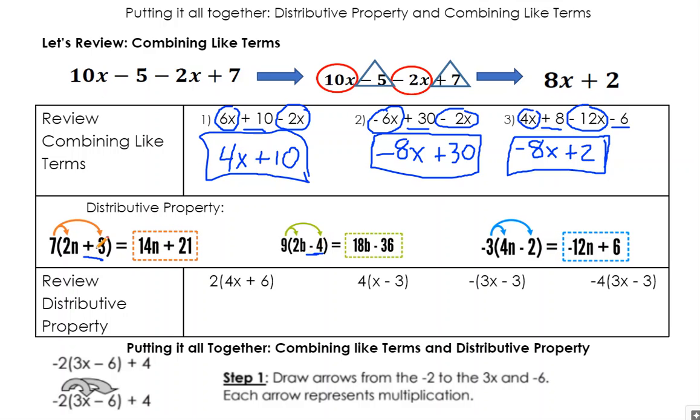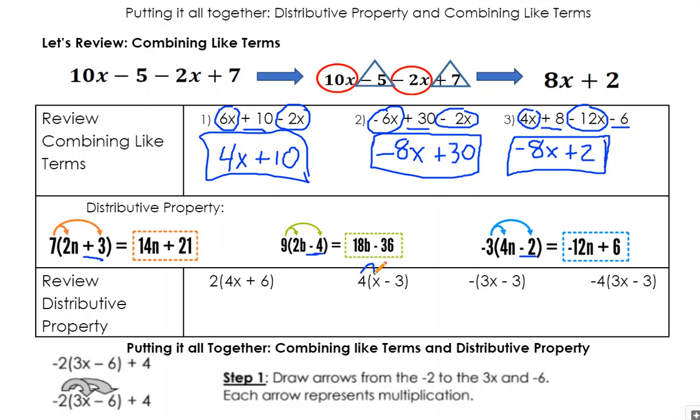This right here is really a positive 3. This right here is a negative 2. That's important to remember. Let's do one together and then you can do the rest on your own and check your work. Let's do this one here. This is 4x minus 3.